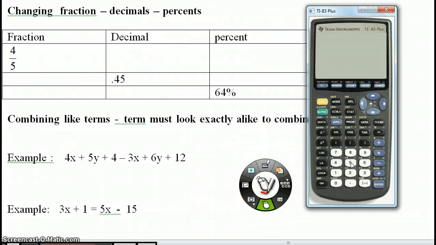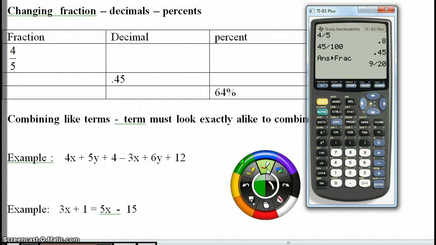So if I punch in 45 hundredths, it'll give me a decimal, but if you hit math fraction on our calculators, it'll automatically reduce it for you. Okay, so when you change to fraction, just punch it in your calculator and hit math fraction. So I'll write some notes in here, hit on our calculators the word math and then fraction, and that will automatically turn it into a decimal. It'll take that decimal and turn it into a fraction.